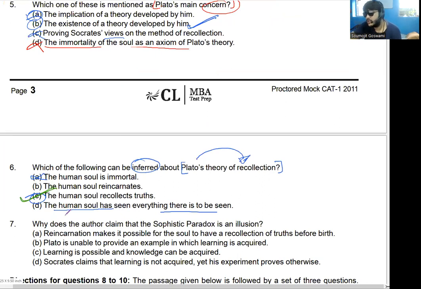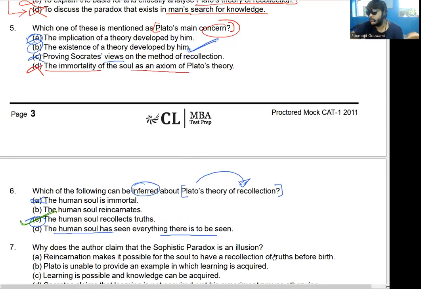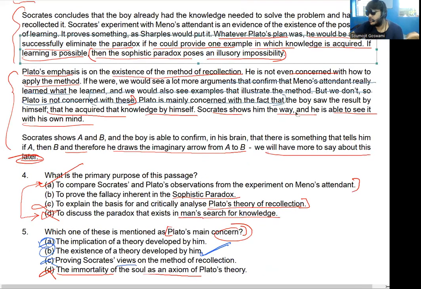The author claims that sophistic paradox is an illusion. Why does the author claim that sophistic paradox is an illusion? It is because the statement and the negation of the statement cannot together make sense. Okay, but let's go back because again, this is a bit complicated.